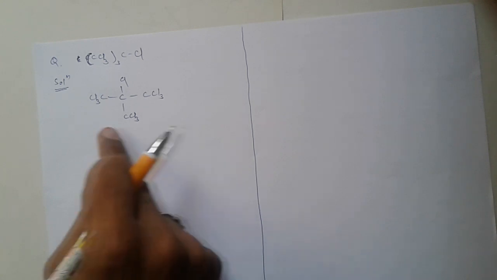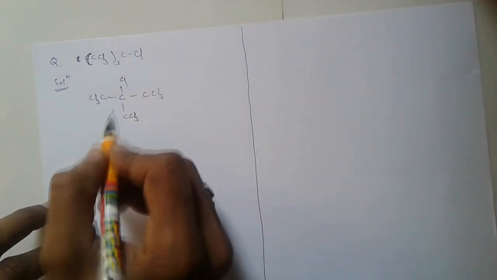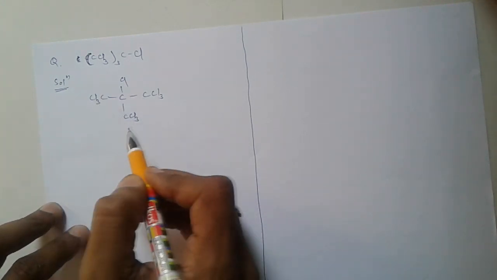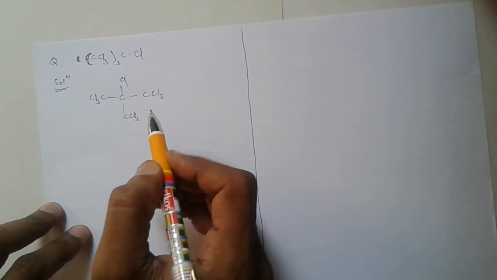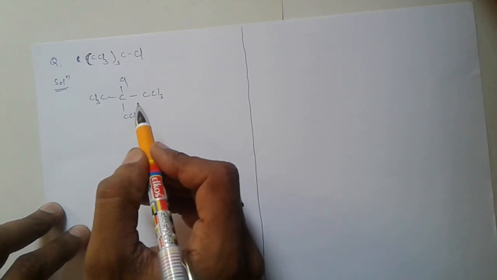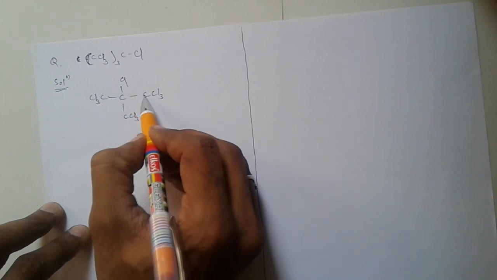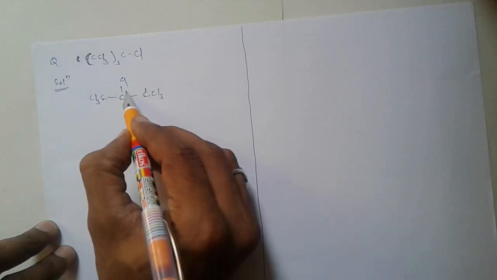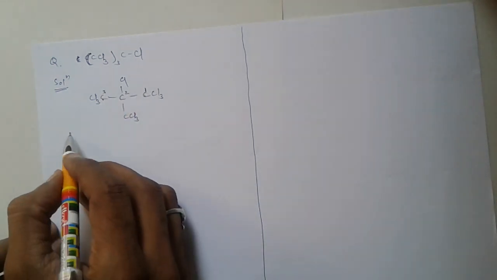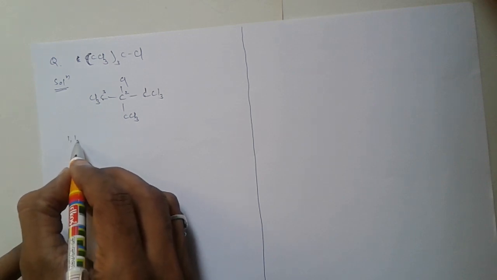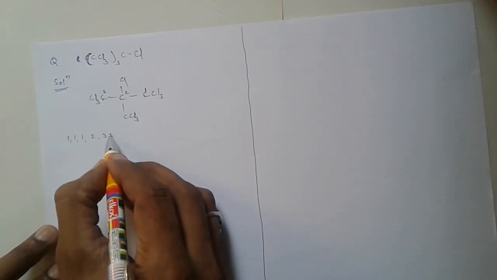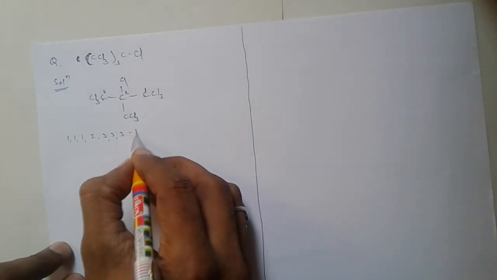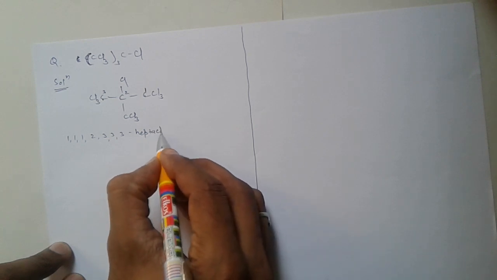So its structure is here: 3 carbon atoms, 1, 2, 3, present in the longest carbon chain. So number the carbon atoms from this end, 1, 2, 3. So its IUPAC name is 1, 1, 1, 2, 3, 3, 3, which means 7 chlorines. Heptachloro.